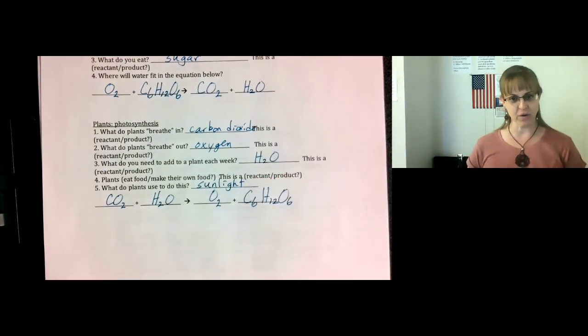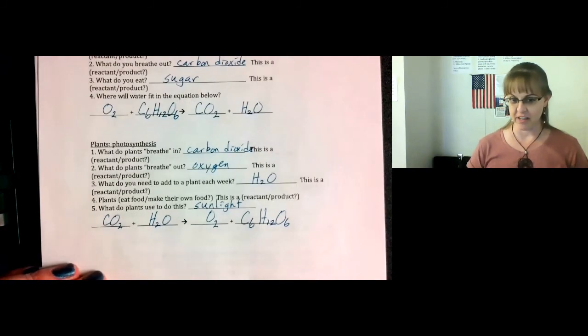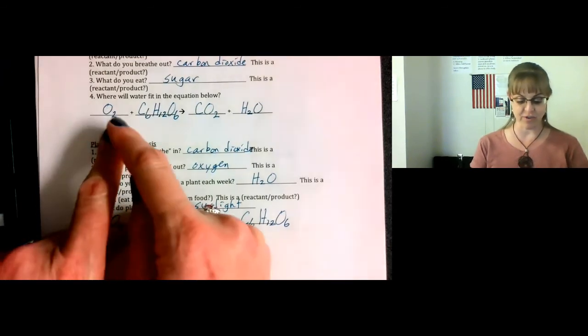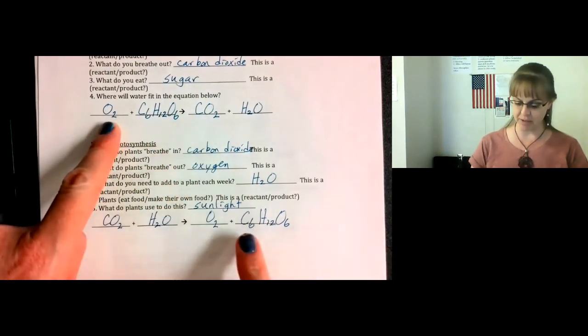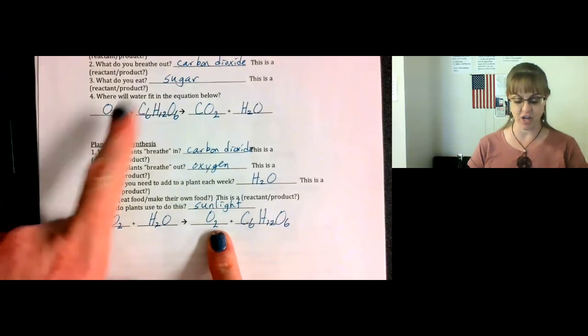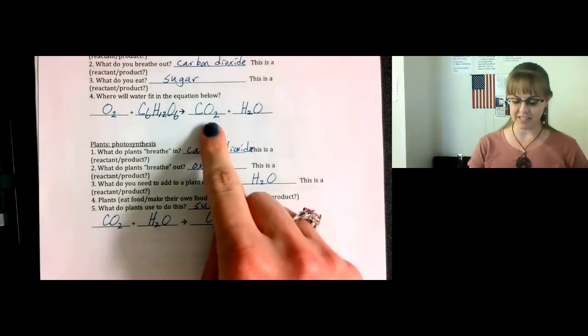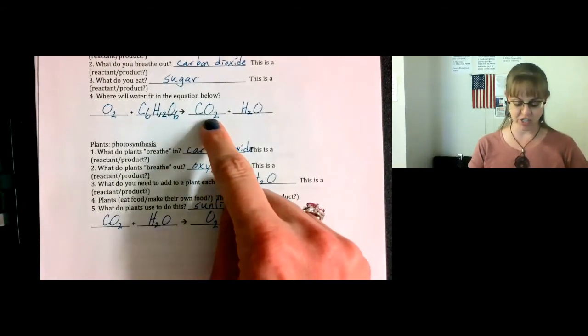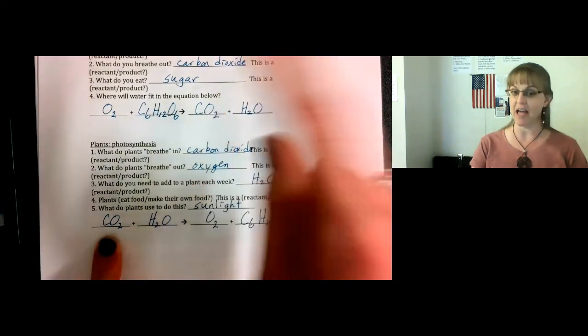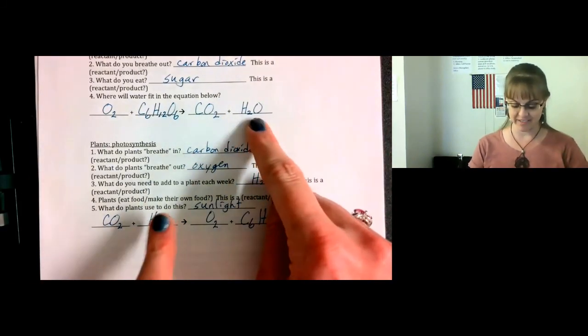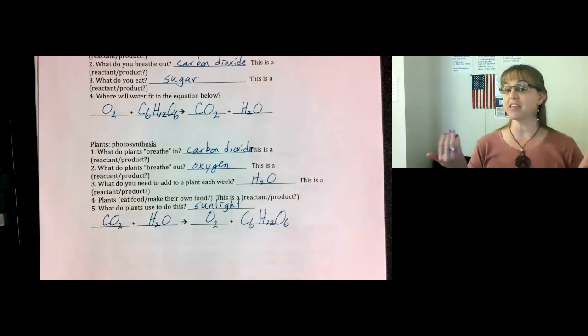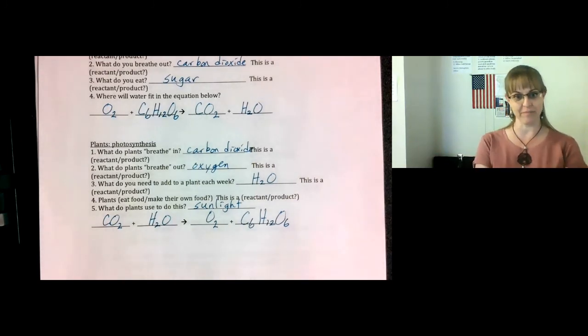So you already know a lot more about photosynthesis and cellular respiration than you think. I want you to notice these two equations are exact opposites. Oxygen is a reactant in cellular respiration and a product in photosynthesis. Sugar is a reactant in photosynthesis and a product in cellular respiration. Carbon dioxide is a product in cellular respiration and a reactant in photosynthesis. And water is a product and a reactant. So you see, these are the exact same formula written backwards.